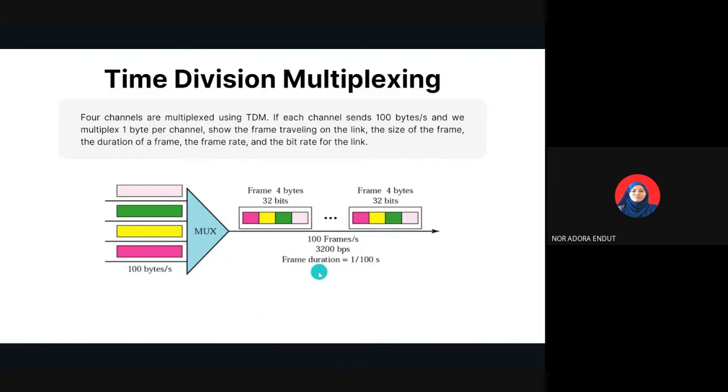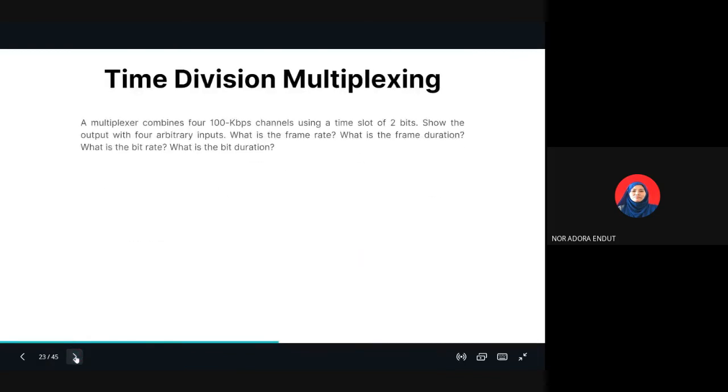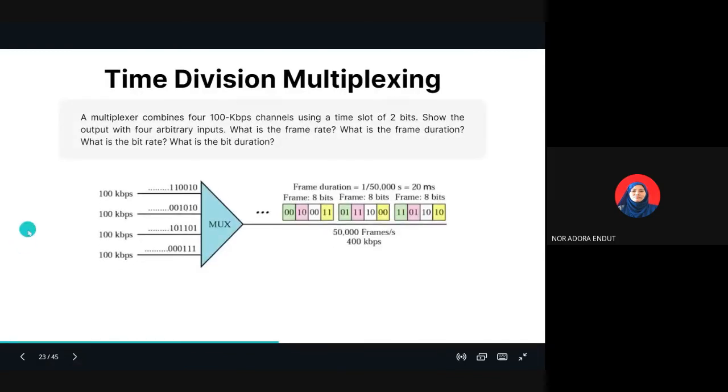Okay, so the frame duration is 1 second divided by 100 frames. Okay, so this is the frame duration. Okay, boleh faham? Okay, another example. Okay, so a multiplexer combines 4 100 kilobits per second channel using a time slot of 2 bits. Okay, so kita dah tengok 1 bit, 8 bit, now it's 2 bits. Okay, show the output with 4 arbitrary inputs.